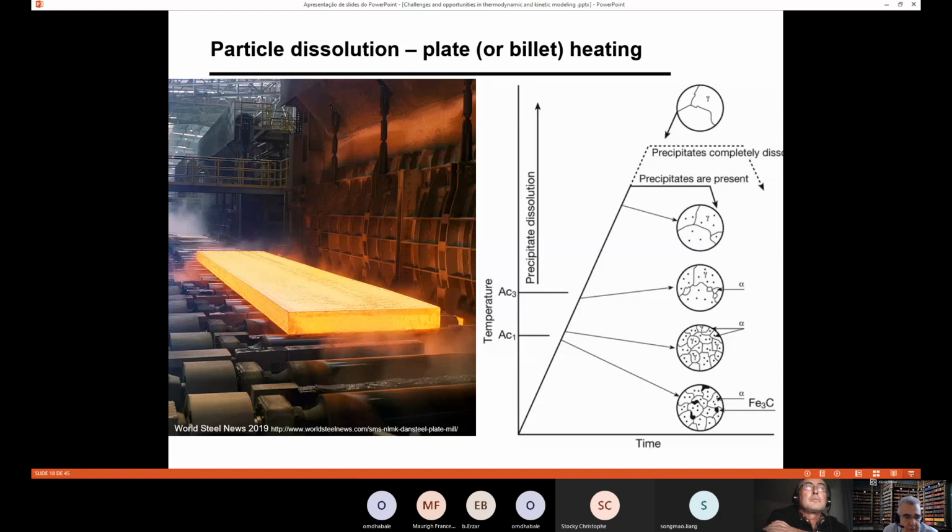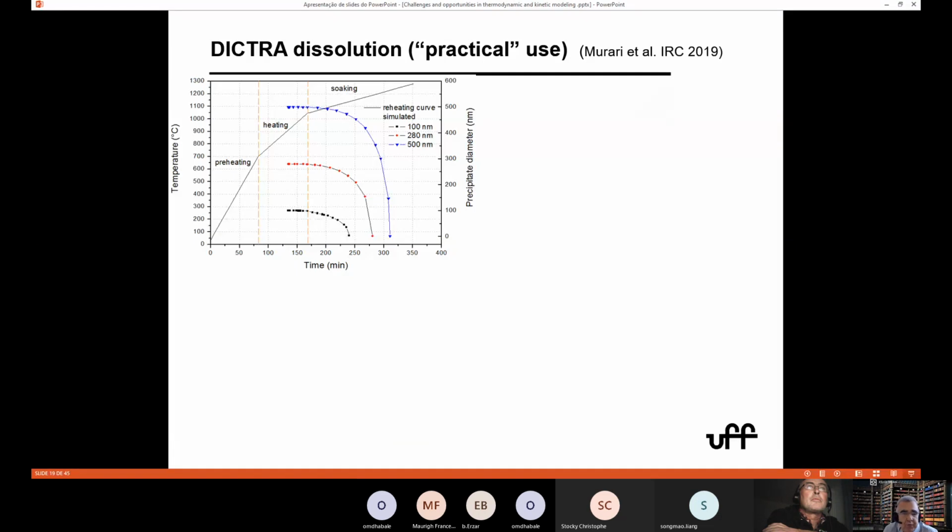Now, when you go to dissolving these things, you go to your plate or to your billet furnace. Of course, we want to dissolve them, but now what temperature should we use? So you use the equilibrium temperature. Should we go 50 degrees above equilibrium? And then we can use Dictra.